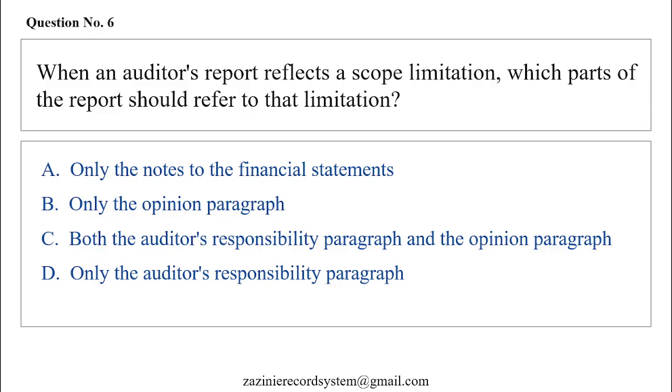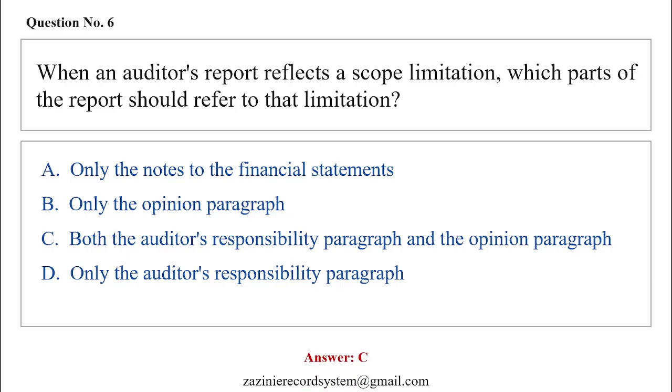Question number 6. When an auditor's report reflects a scope limitation, which parts of the report should refer to that limitation? Letter A, only the notes to the financial statements. Letter B, only the opinion paragraph. Letter C, both the auditor's responsibility paragraph and the opinion paragraph. Letter D, only the auditor's responsibility paragraph. Correct answer is letter C.